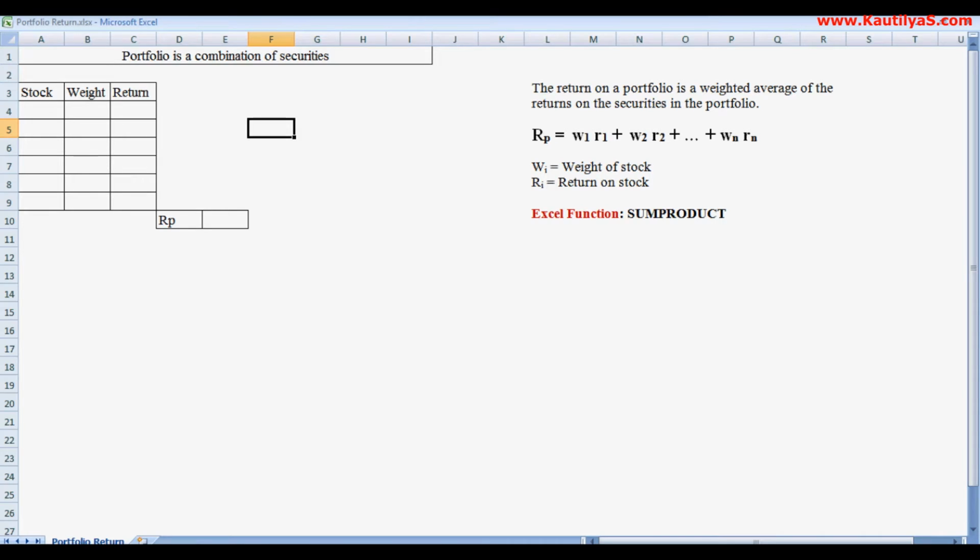This video presents how to calculate portfolio return. A portfolio is a combination of securities. We all know that generally investors prefer to invest their money in different securities instead of investing in a single security. So in case of a portfolio, you have multiple securities and each security's return will vary from the other.